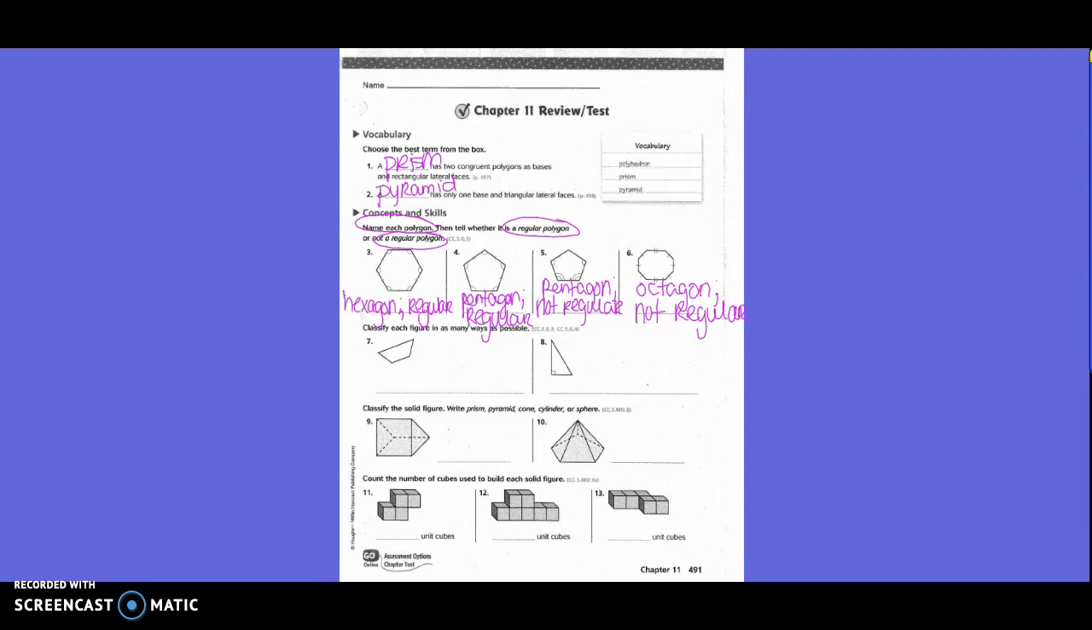Okay, classify each figure in as many ways as possible. So this is where you could have more than just one name for it, right? Number 7, it's for sure a trapezoid, but also a quadrilateral, right? Anything else for that one? No. Okay, number 8, a triangle.